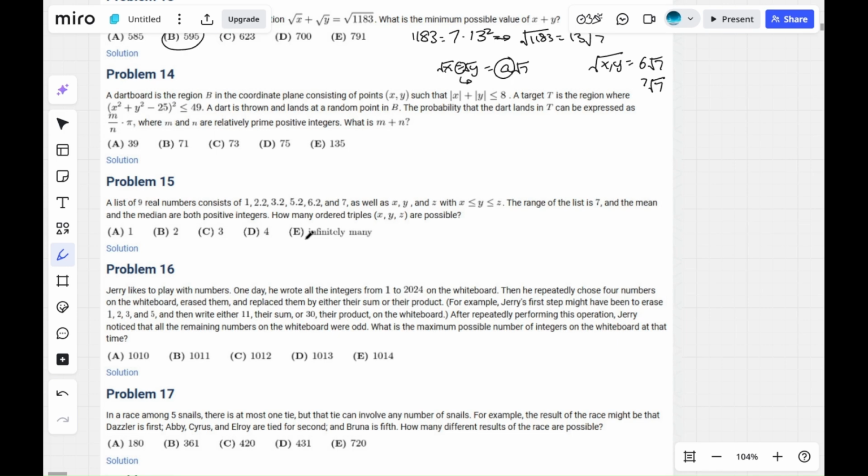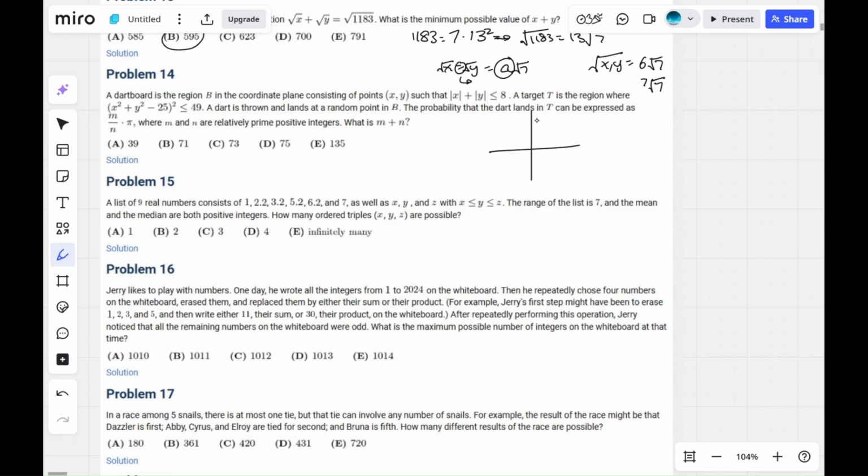A dartboard is the region B in the coordinate plane consisting of points x, y, such that the absolute value of x plus the absolute value of y is less than or equal to A. A target T is the region where a dart is thrown and lands at a random point in B. The probability that the dart lands in T can be expressed as m over n. What is m plus n? Okay, so I guess we can draw out this dartboard.